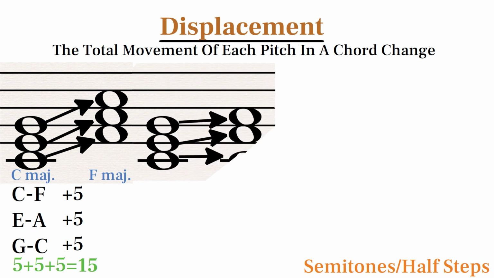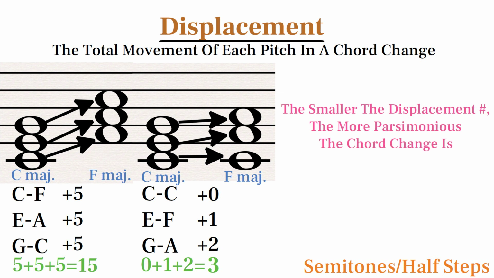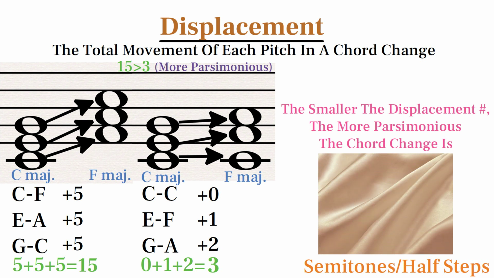However, another way for us to move from a C chord to an F chord with more parsimonious voice leading would be for the C to not move, the E to move 1 semitone to F, and the G to move 2 semitones to A. This gives us a total displacement of 3, which is considerably more parsimonious than the previous voice leading example, which we can tell by how much smaller the displacement number is. I think we can all agree this change sounds smoother, and musicians frequently choose the second more parsimonious chord change in their music when they want the chord change to sound smooth for just this reason.